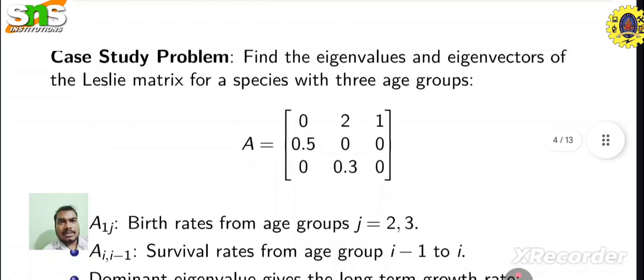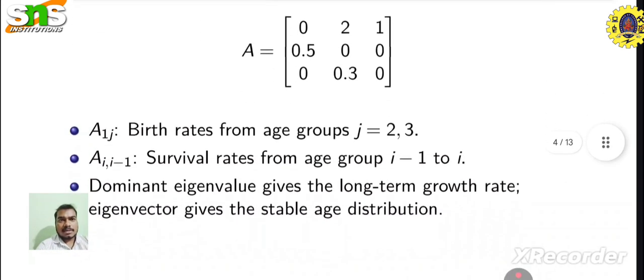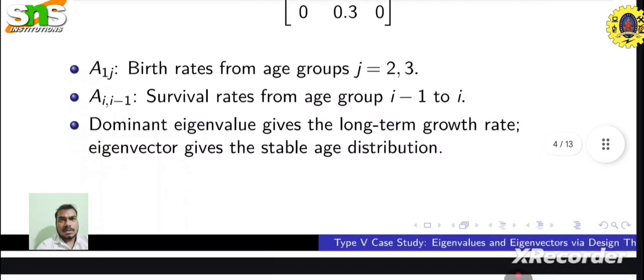Define. In this problem, find the eigenvalues and eigenvectors of the Leslie matrix A equal to 0, 2, 1, 0.5, 0, 0, 0, 0.3 and 0. Here A1j is the birth rate for the three age groups, that is 1, 2 and 3, and Ai,i-1 are the survival rates.